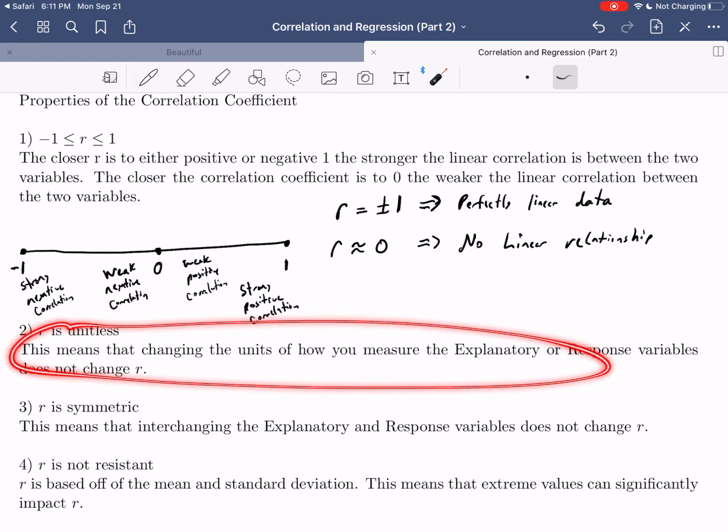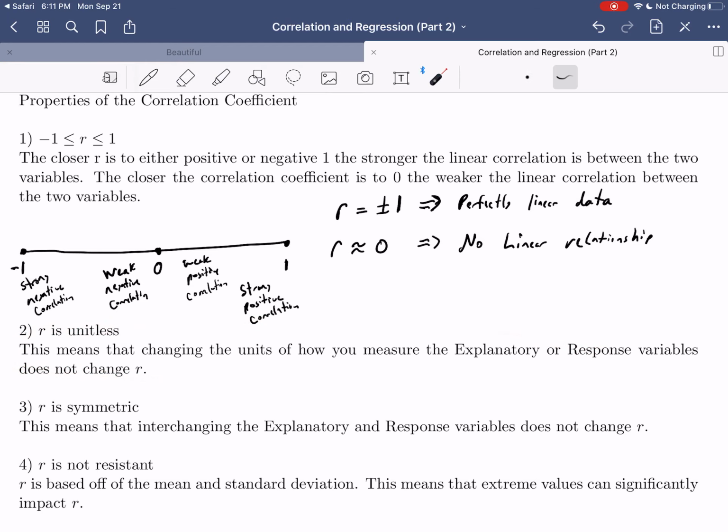Property 2 here, R is unitless. All this means is, one, when you write out correlation coefficients, you don't put any units on them. And two, when you change the units of how you measure the explanatory and response variables, that does not change R. Say you're trying to understand the relationship between height and weight. If you measure your heights in inches and your weights in pounds, you will get the same correlation coefficient as if you remeasure everybody with their heights in centimeters and their weights in kilograms. It won't impact anything about the pattern. The pattern is not dependent on how you decide to measure the explanatory or response variables.